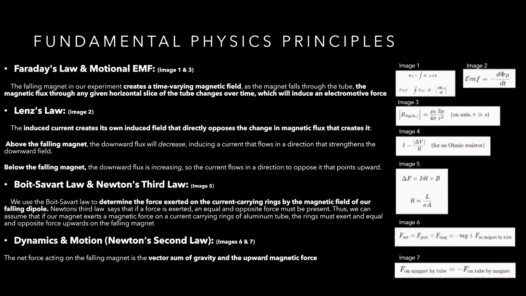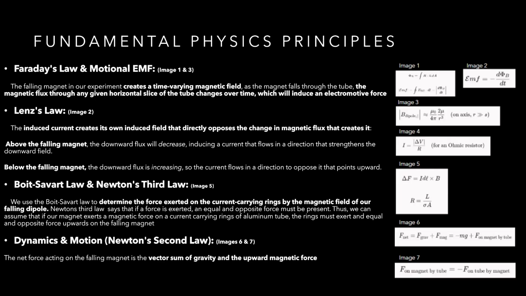We also use Lenz's law. The induced current creates its own induced field directly opposing the change in magnetic flux that is created. Above the magnet, the downward flux decreases, inducing a current that flows in a direction that strengthens the downward field. Below the falling magnet, the downward flux is increasing, so the current flows in a direction to oppose it, and it points upwards.